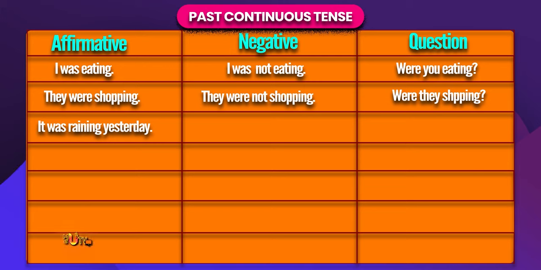It was raining yesterday. The negative should be, it was not raining yesterday. Now you try the question.